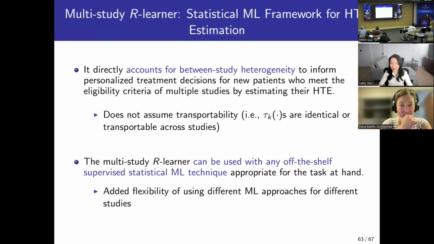The second thing I want to highlight is that the multi-study R-learner has flexibility in terms of algorithmically being able to use different types of supervised ML or statistical techniques that are appropriate for the task at hand. So it does give the added flexibility of using different approaches for different studies.